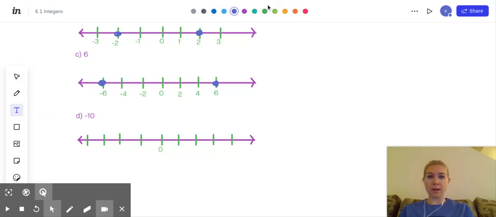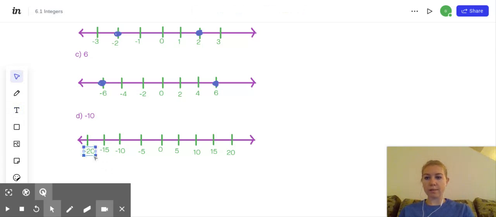So if we're counting by 5s, this first tally would be 5, and then 10. Now we could stop there, but I did add those extra tallies, so I'll go ahead and label them. 15, 20. Okay, so then to the left of 0, our negative numbers would be negative 5, and then negative 10, negative 15, and then negative 20.